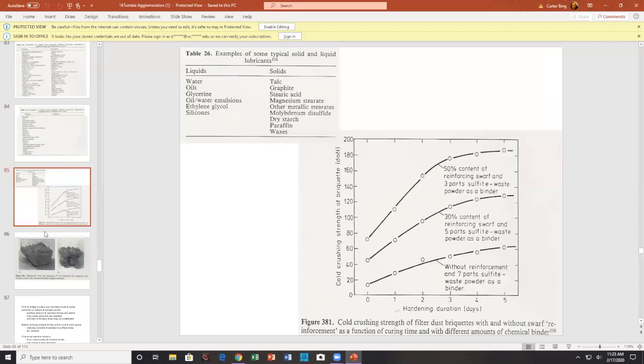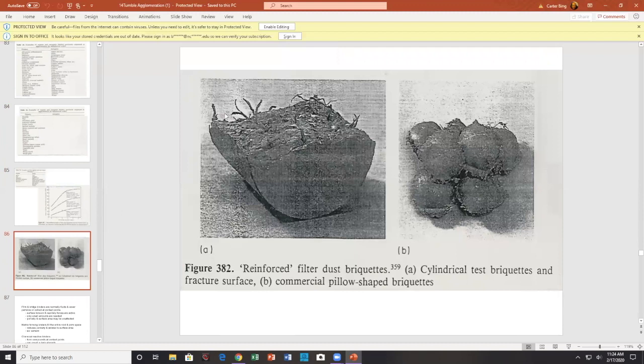And what do we have here? Cold crushing strength of fiber dust briquettes. So you can have internals. They don't have to be particles. They don't have to be a liquid to be a binder. A reinforcing material can be a binder. Reinforcements can be a binder. So straw and brick, for example, are typically used, and that's a binder.